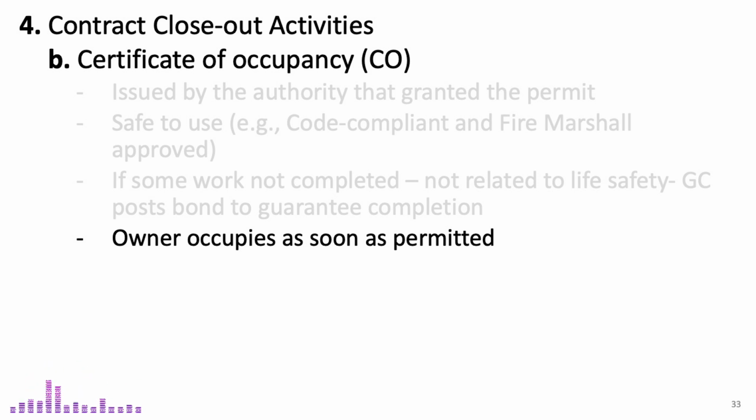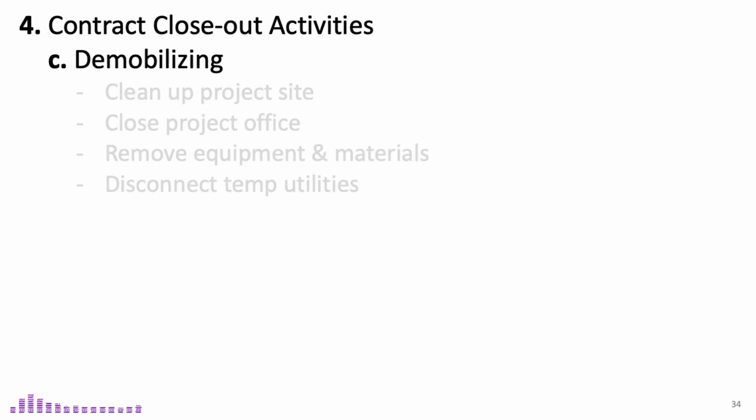Before the contract is considered fully completed, demobilization must take place. First, the construction site needs to be cleaned up. This includes removing any leftover debris, construction materials, and waste, leaving the site in a tidy and safe condition. Next, the project office needs to be closed. In addition, any equipment or materials that are not part of the permanent construction must be removed from the site.